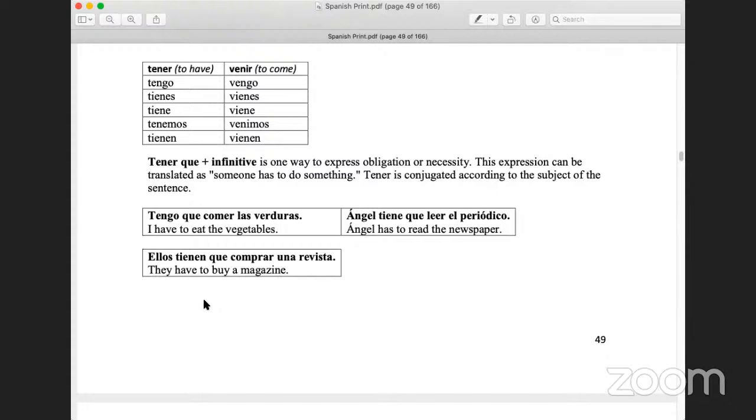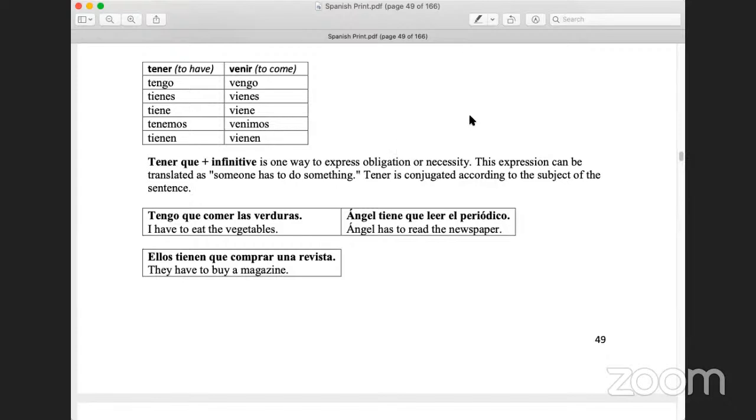Tener means to have. Venir means to come. Tengo, I have. Tienes, that's the irregular verb of it. Tienes, you have, second person. Tiene could be third person or second person: he has, she has, you have. Tenemos, we have, including myself with the group. Tienen could be you all have, excluding myself from the group, or they all have.